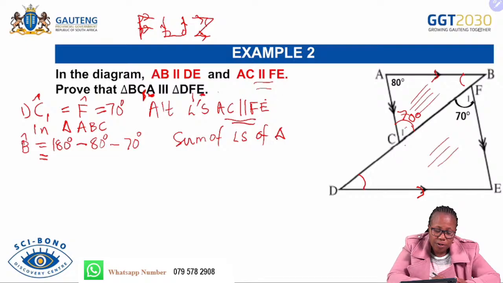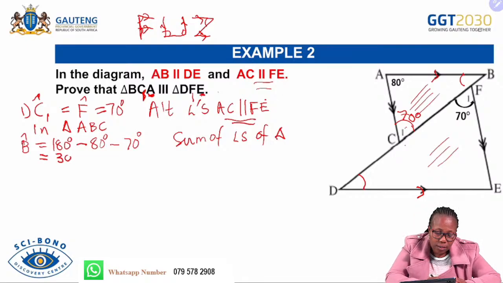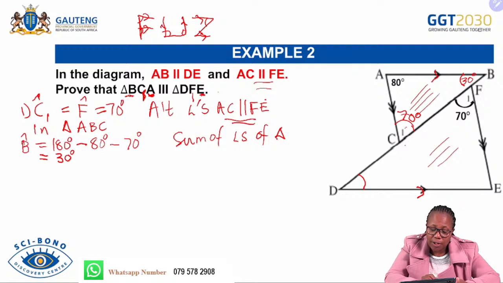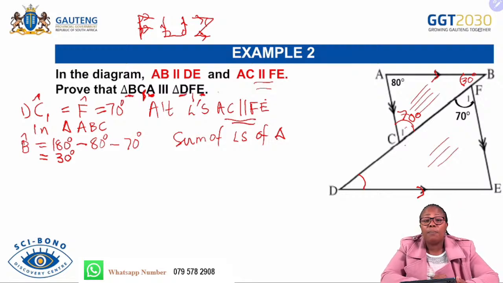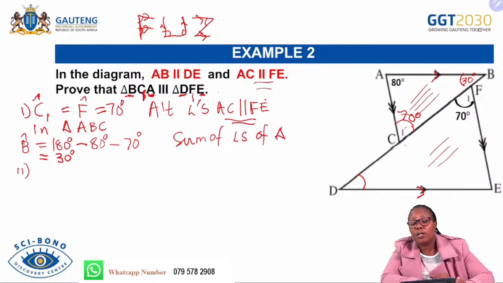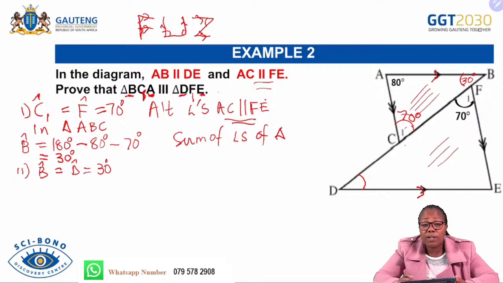And then the B value will be how much, Grade 12? That will be 30 degrees. Okay, happy now. We have the value of that B. We can now go back to B and check: B is equal to D. That will be our second condition for equiangular now. Angle B is equal to angle D, which is equal to 30 degrees. We have just calculated that.